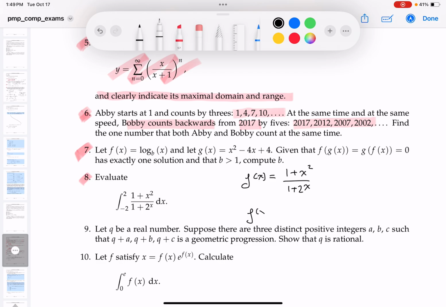So f of x, just looking at it, does not appear to be f of minus x. All right? And if you plug in minus x, you get 1 plus x squared on top, and on the bottom you get 1 plus 2 to the minus x. It's just not working out. It's definitely not odd.